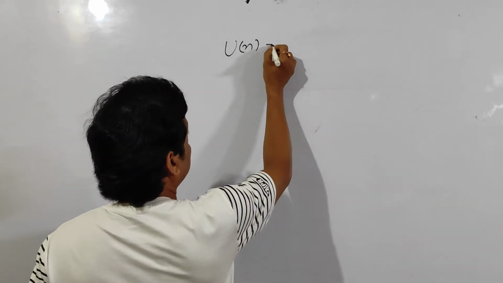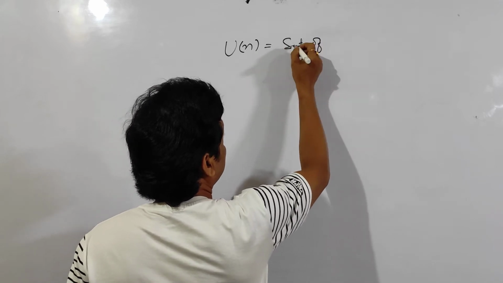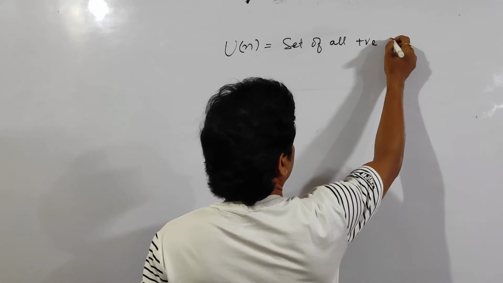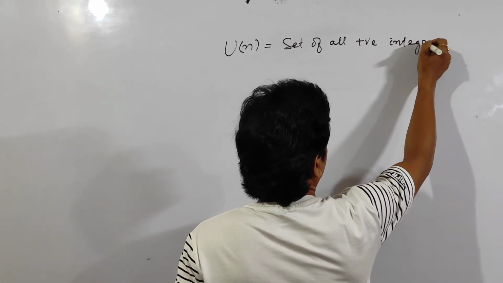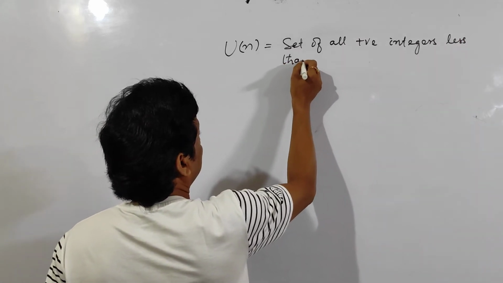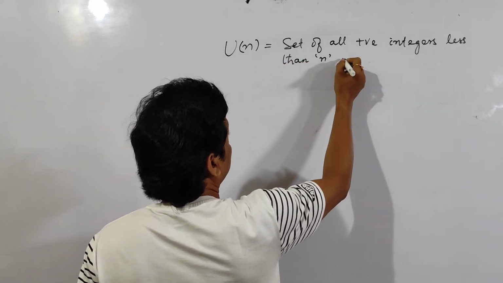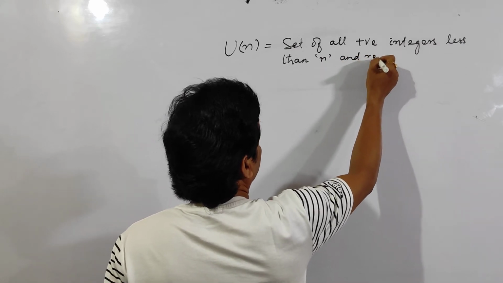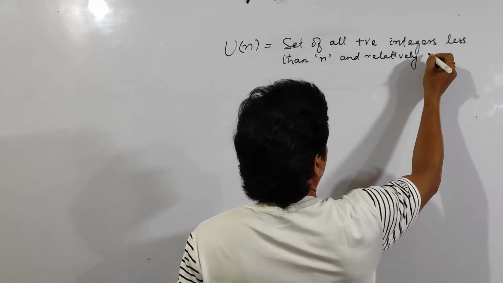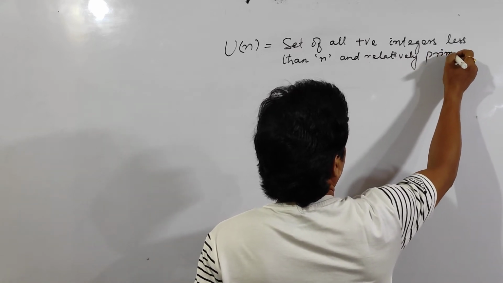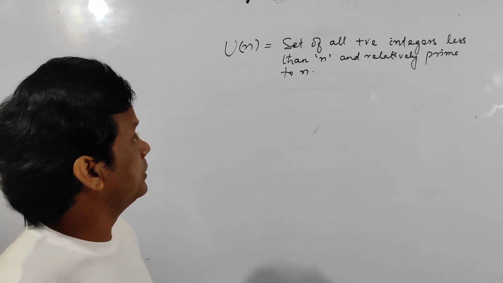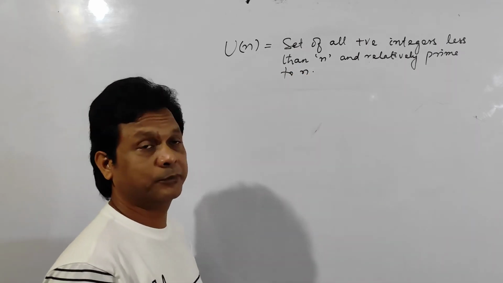U of n is the set of all positive integers less than n and relatively prime to n. Set of all positive integers less than n and relatively prime to n.